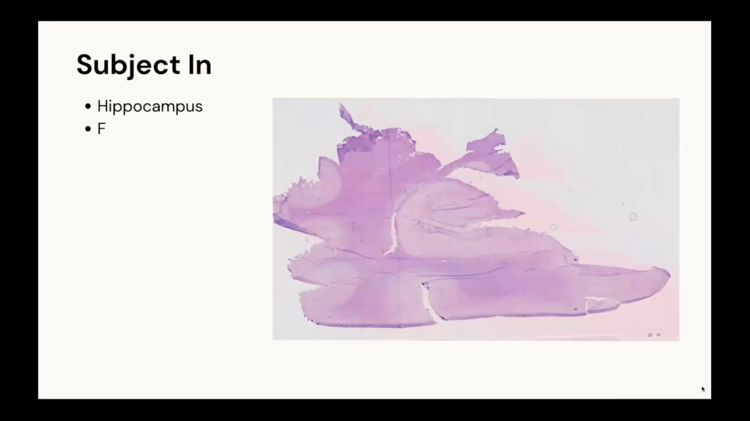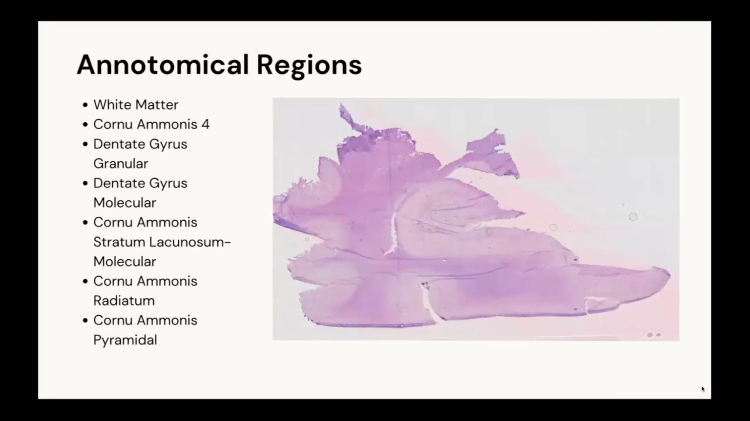For today's example, we'll be looking at how this method is used on a hippocampus tissue for an elderly female. Using the annotation method procedure, the white matter is the darkest stain on the sample and is first highlighted in pink. Next, the cornu ammonis 4 is highlighted, which contains the granule and mossy cells. Then the dentate gyrus granular is highlighted, which consists of densely packed granule cells.